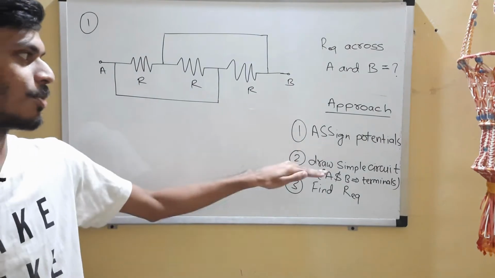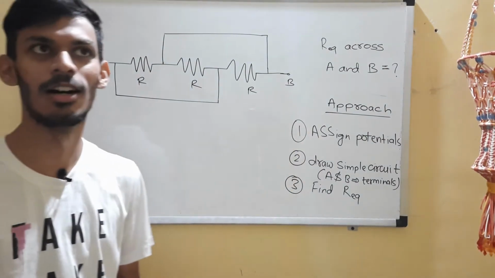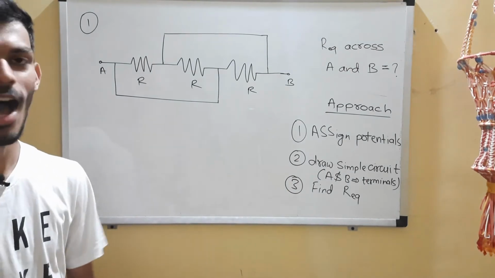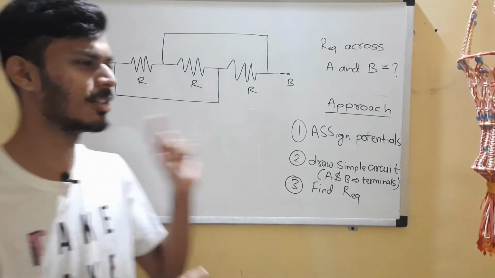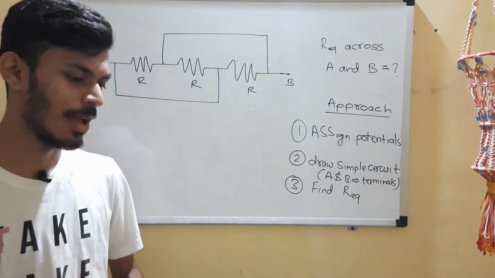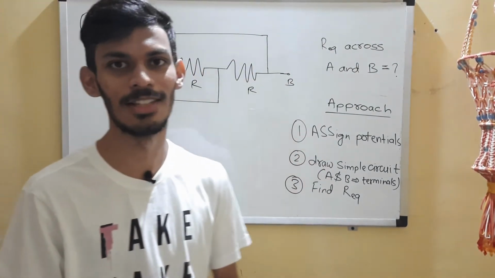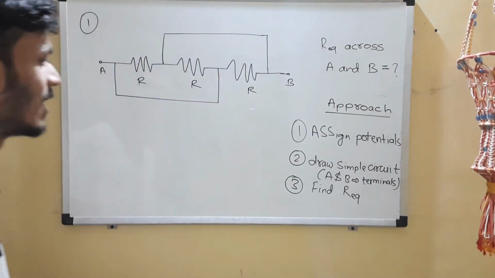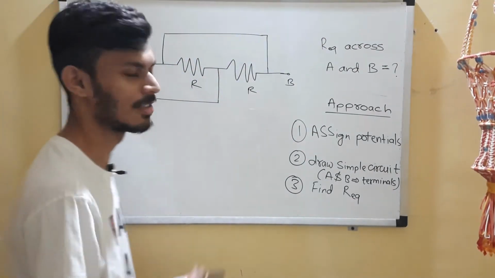Here we are supposed to follow three simple steps in order to decode this circuit and find R equivalent. Some of you who might have seen the video on combinations of capacitors might already be familiar with this approach. Even if you are not, it's okay, we are going to revise it over here. So step one, let's dive into it.